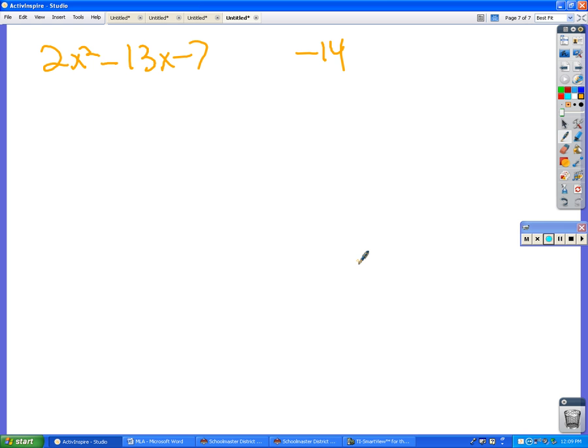First step, 2 times -7 is -14. So I need two numbers that multiply together to be -14 and add together to be -13. 1 and -14. It works. So now I'm going to rewrite this as 2x squared plus 1x minus 14x minus 7. So this piece broke down into those two pieces.